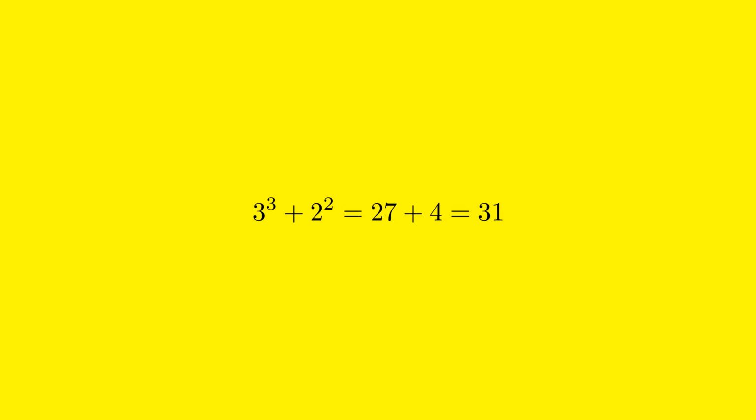Step 2. Now perform the addition operation on the simplified expression. Recall from step 1 that we simplified 3 raised to the third power to 27 and 2 raised to the second power to 4. This means the expression has changed from having exponents to a simple addition problem of 27 plus 4. To carry out this addition, start from the left and proceed to the right.